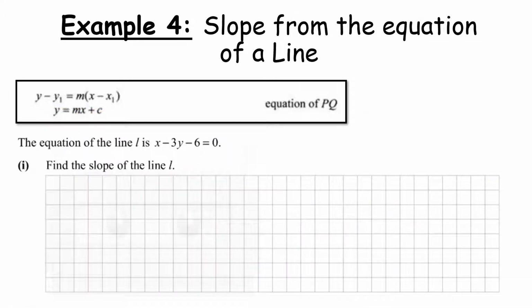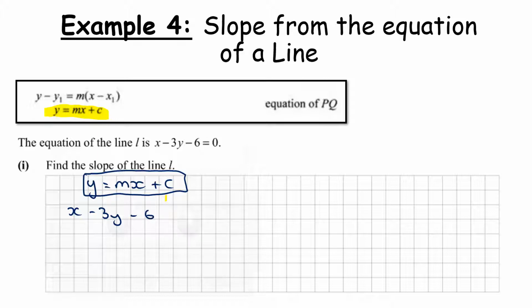So now we have the same question again, find the slope from the equation of a line, although what I'd like you to notice in this case is the equation of the line L is given as x minus 3y minus 6 equals 0. So just like before, we're using y equals mx plus c, but you'll probably notice that our formula and our equation of the line are not looking like each other. So that's what I want it to look like. And it is currently x minus 3y minus 6 equals 0.